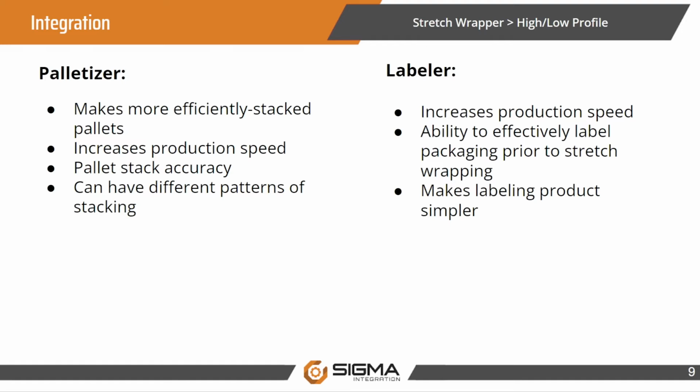For integration, two pieces that are best suited to go with it. Your top one is going to be a palletizer. It makes for more efficiently stacked pallets. It's going to increase your production speed. It's going to have a more accurate pallet stack, and it can have different patterns of stacking depending on what you have. And then also a labeler.